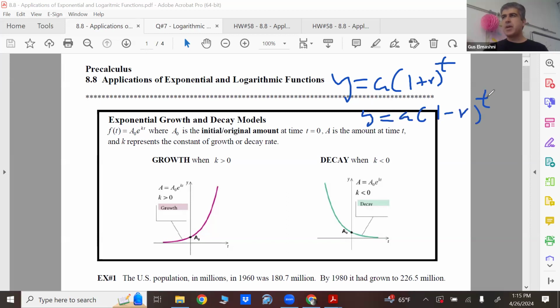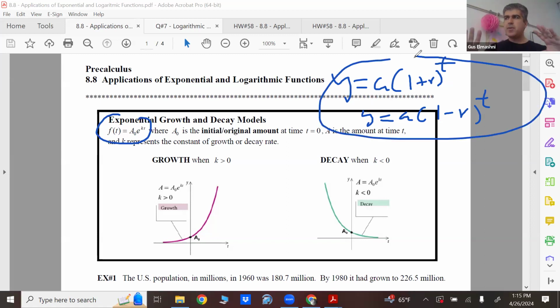where r represents the percent growth or percent decay. And of course, if your base is bigger than 1, that's growth. If your base is less than 1, it's decay. The thing with e is that by using e instead of like these two, you have just one model that you could focus on. And then k would change depending on whether it's growth or decay. Like if k is positive, it's growth. If k is negative, it's decay. That's why sometimes people use e, because sometimes it's easier to model things that way.